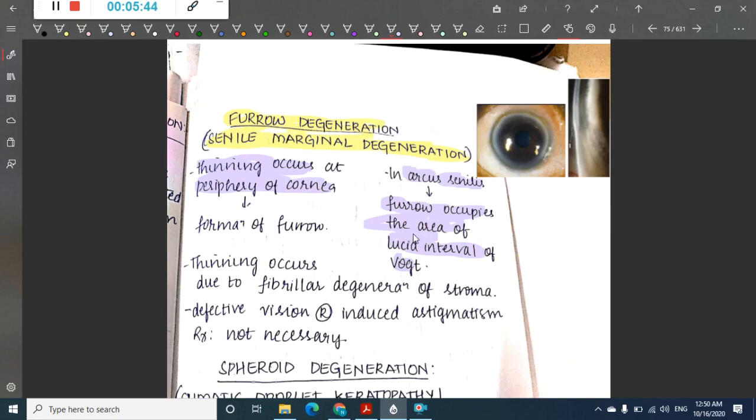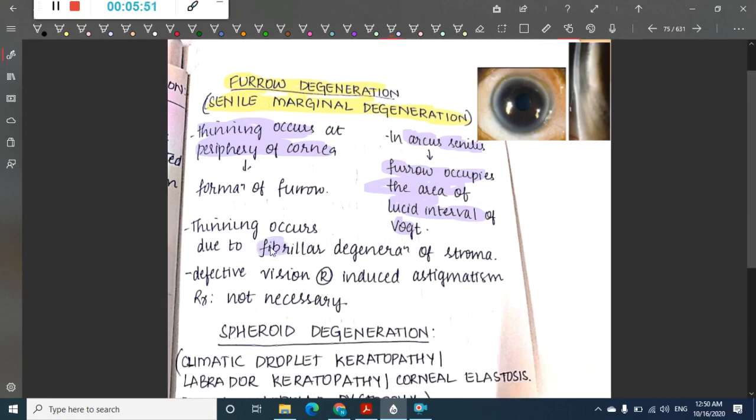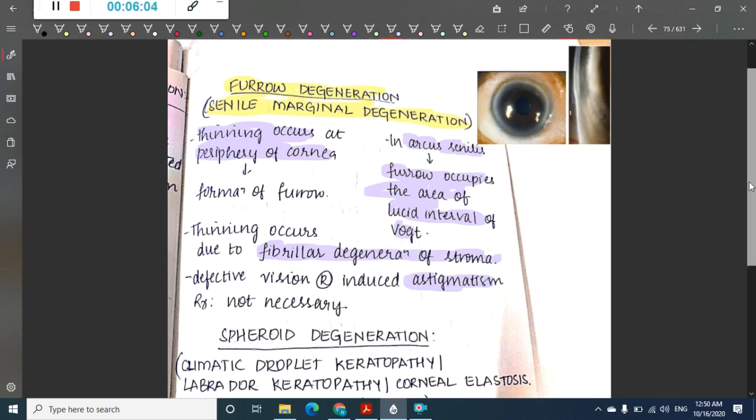So in this furrow degeneration, thinning occurs at the periphery of the cornea. Why is there this thinning? This thinning is due to fibrillar degeneration of the stroma. It can cause astigmatism. So this is the furrow degeneration which you see here. The periphery of the cornea is thinned.